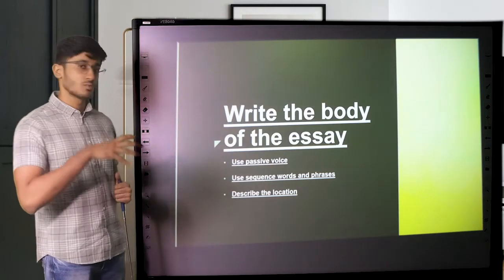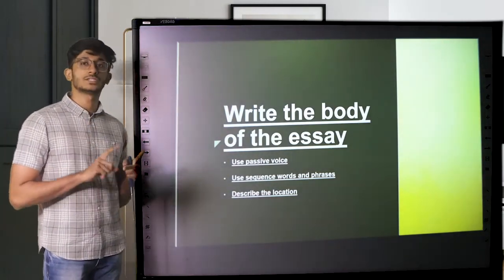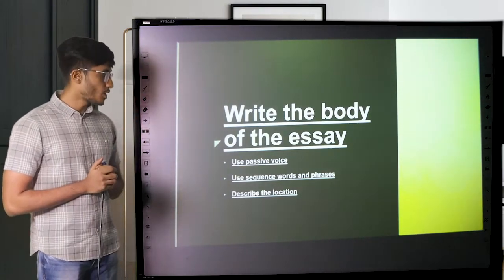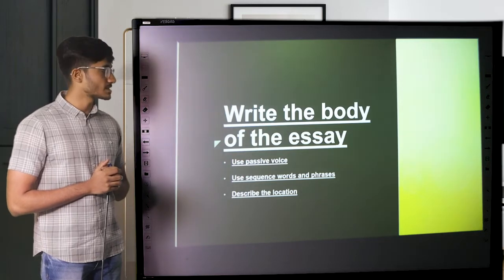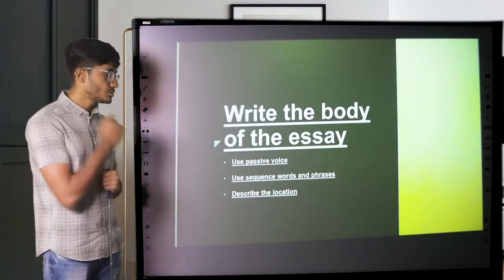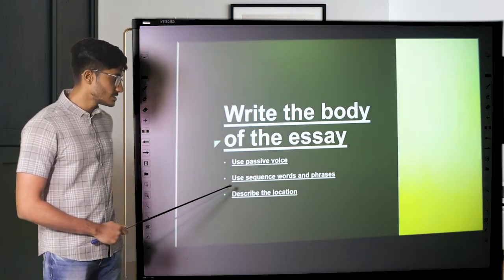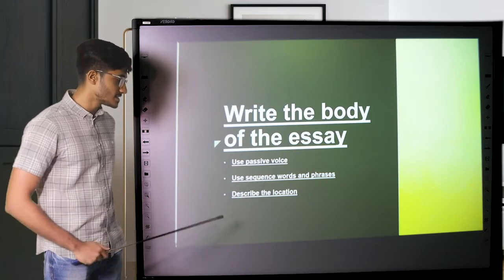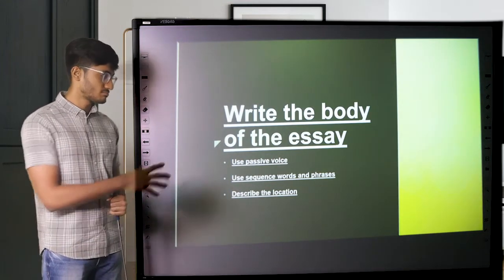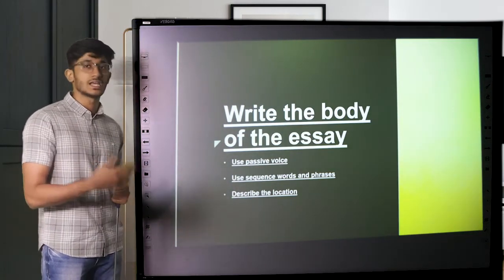So now, once you have done the introduction, once you have identified the topic sentence and you have written a general statement, we move on to the body of the essay. The body of the essay will also consist of a couple of elements, and they are usage of passive voice, using sequence words and phrases, and describing the location. These may seem very out of context, but I'm going to explain what each of these elements means.